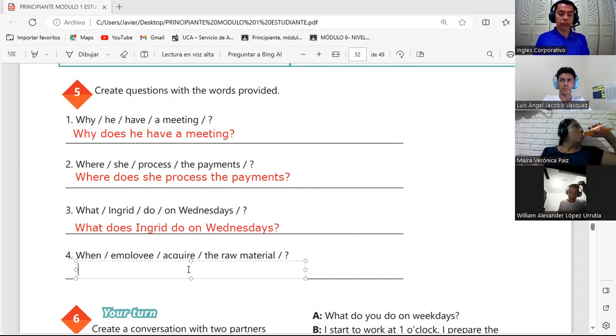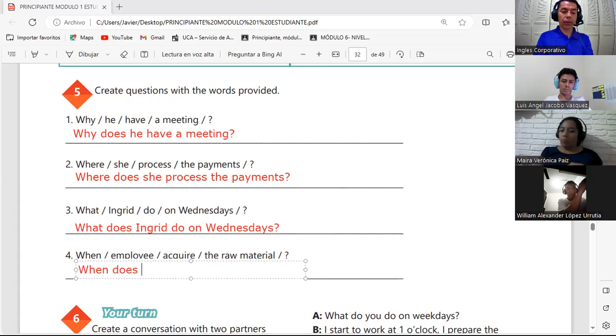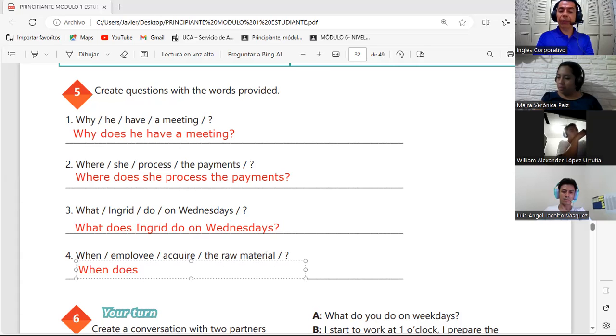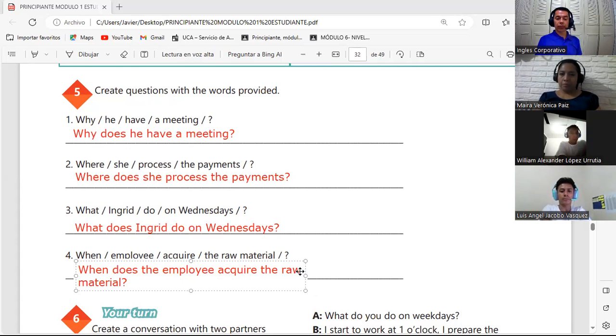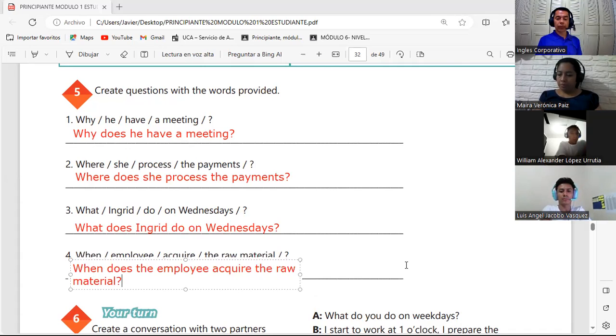When does the employee acquire the raw material? Aquí le vamos a agregar, creo que le faltó el artículo, pero lo vamos a poner nosotros. When does the employee, right? The employee acquire the raw material. Correct. Very good. Now, repeat after me, please.